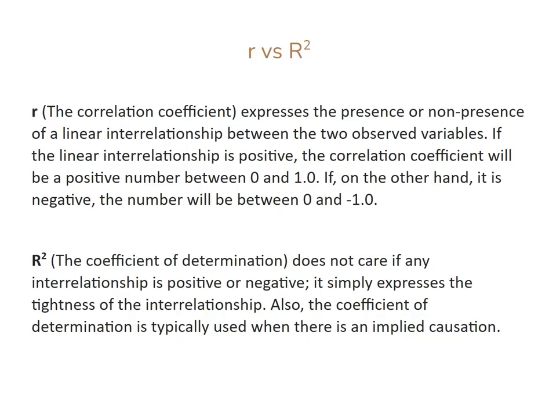R squared stands for the coefficient of determination. In R squared, we're not looking for a positive or negative anything. In fact, R squared will always be positive because the value is squared. What it's looking for is how close do the data points fall to the trend line. How close is the data together? What is the tightness between the relationship of the two variables? And it usually is used when we are implying that there is some sort of causation between the two variables, like one caused the other or affected the other.